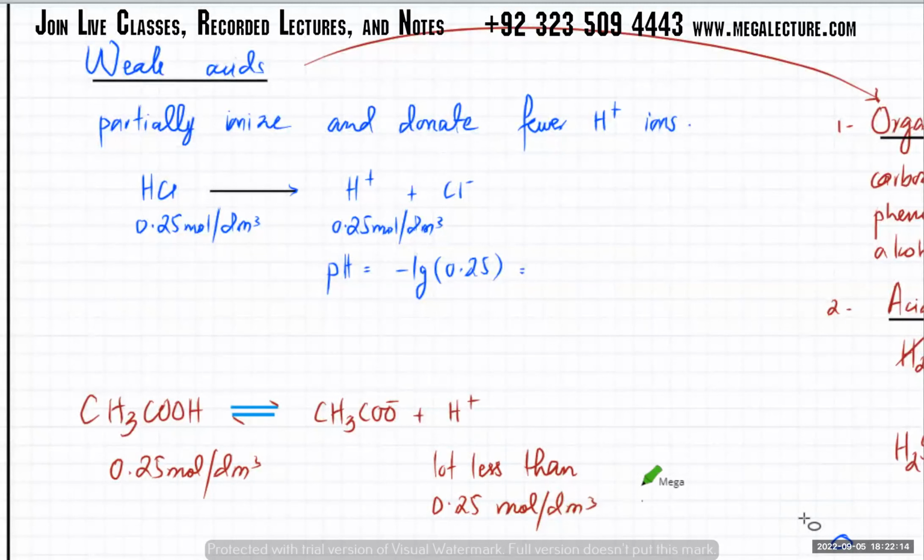Okay, so that is what happens when the ionization is weak. The first one was strong, but the second one is very weak.